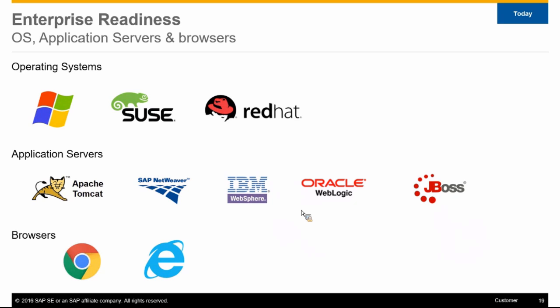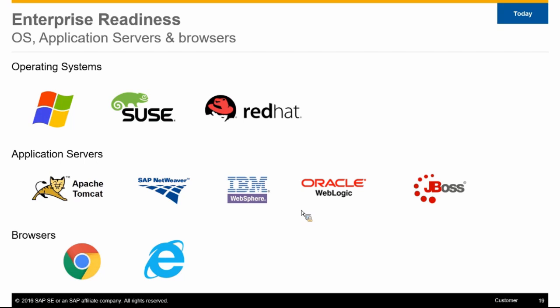From an enterprise readiness perspective, we have multiple operating system support. So you have Windows server support that came with the bunch of products. However, recently with 1.30 we introduced SUSE 12 support, and with 1.31 included the Red Hat support as well. So we support SUSE 11.3 and 12, and for Red Hat we support 6 and 7.